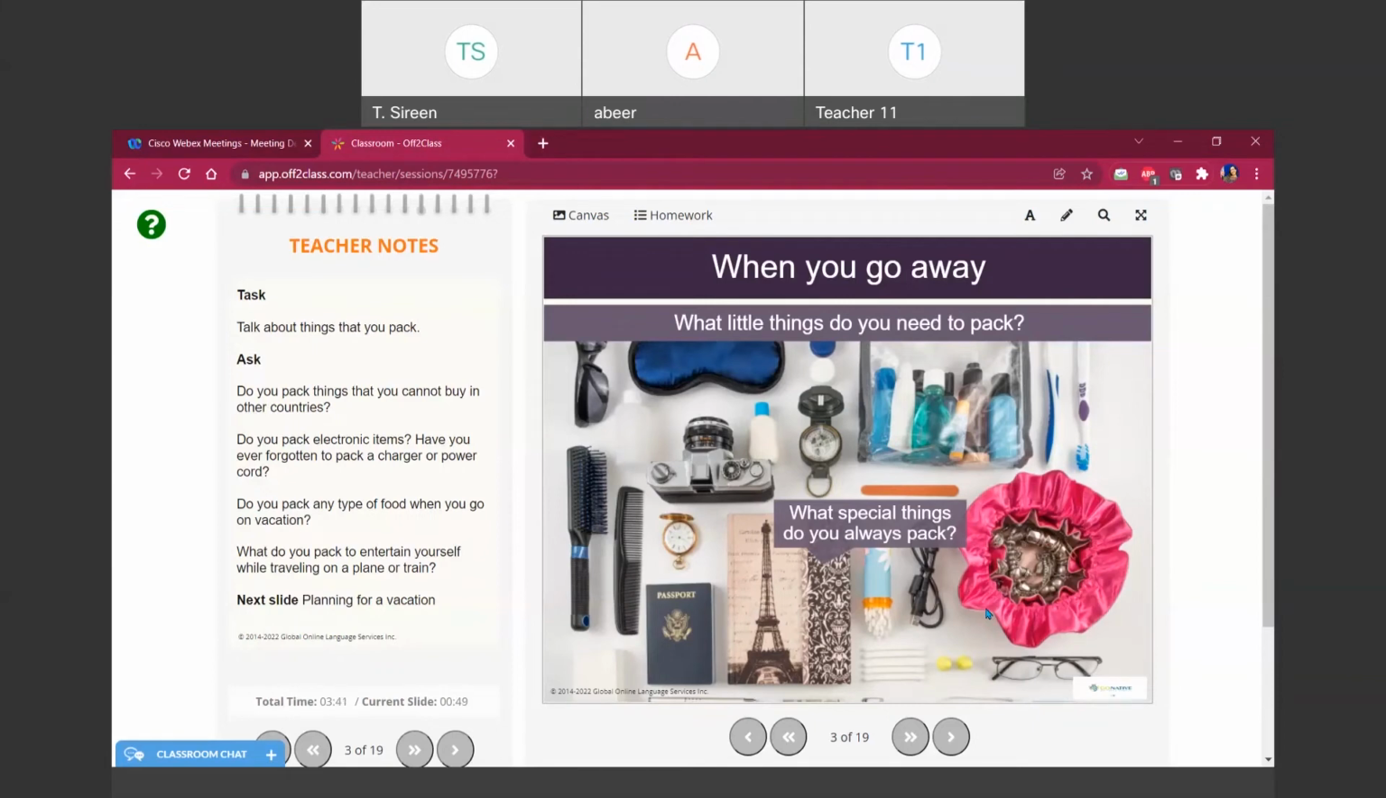Okay. And here, do you pack things that you cannot buy in other countries? Do you take things with you that you cannot buy in other countries? No. And did you pack electronic items? Do you take with you some electronic items? Yes. Such as what? Electronic items, I mean something you use, for example a charger, mobile phone, laptop. Do you take these things? Yes.